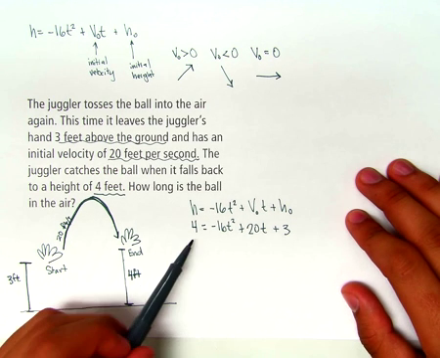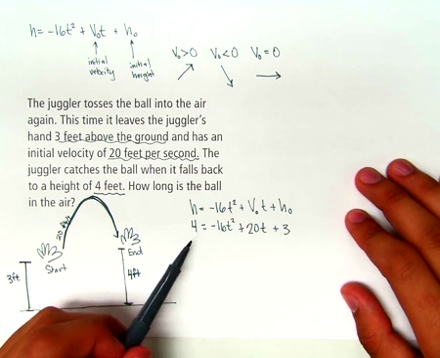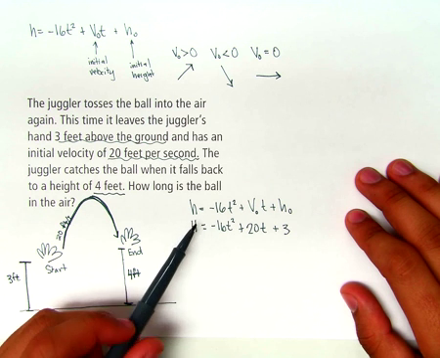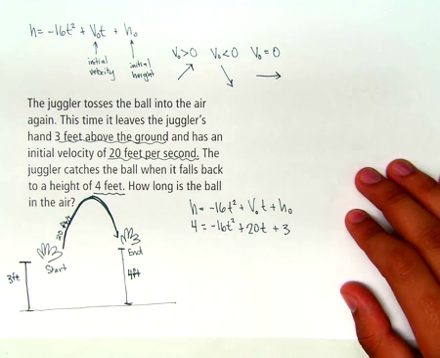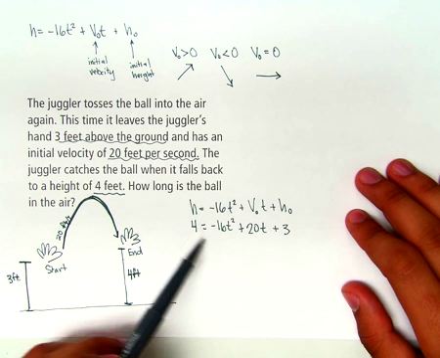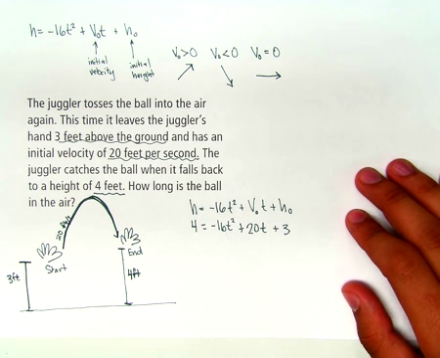Now this height here, the height that we're looking for, is 4, because that's where he catches the ball. That's the ending height, the height that is dependent on the amount of time. So now we have everything but the t, so we can solve for t. We can solve this quadratic equation.